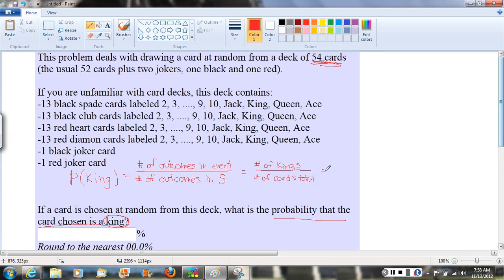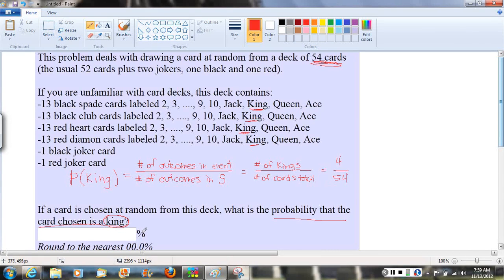Alright, so now if we go back to our given information, to find the number of kings in the deck, if you're not familiar with a deck of cards, you can look through and say, okay, here's one king, a black spade king, here's another king, a black club, here's another king, a red heart, and another king, a red diamond. So altogether there are 4 kings in that deck out of the total of 54 cards. So as a fraction, the probability would be 4 out of 54.